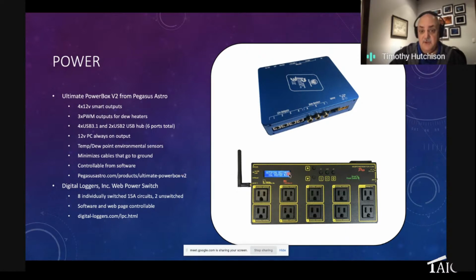The other thing that I'm using for power, and this is for AC power, is called a web power switch from Digital Loggers, Inc. And again, this is controllable through software, and I can turn on or off any of these individually switched 15 amp circuits. And so this is what I use to power the mount, turn the mount on and off, turn the gate motors on and off, that kind of thing.